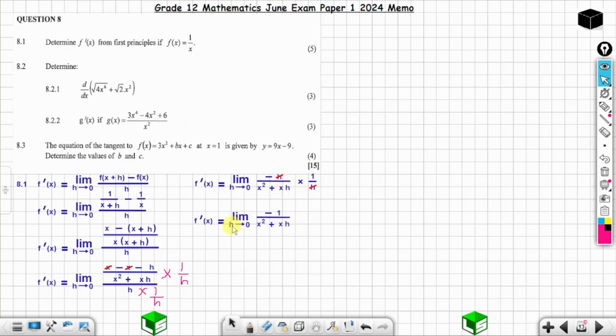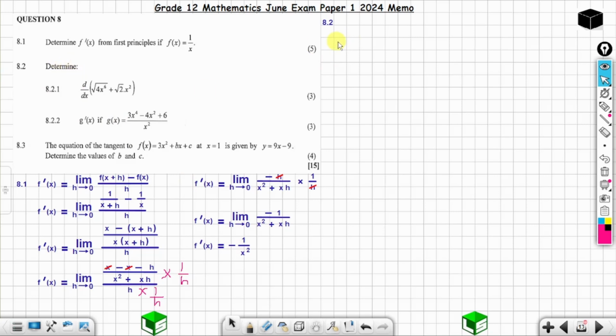Okay, substitute 0 in the place of h. So f prime of x is equal to, whenever you substitute 0 for h, you are going to drop this notation. So now you have minus 1 over x squared plus 0. This is going to be 0. Okay, x times 0, which is 0. So this is what you are going to have. Okay, question 8.2.